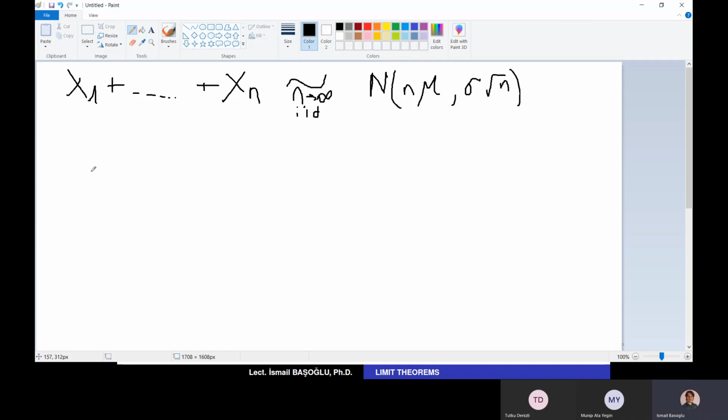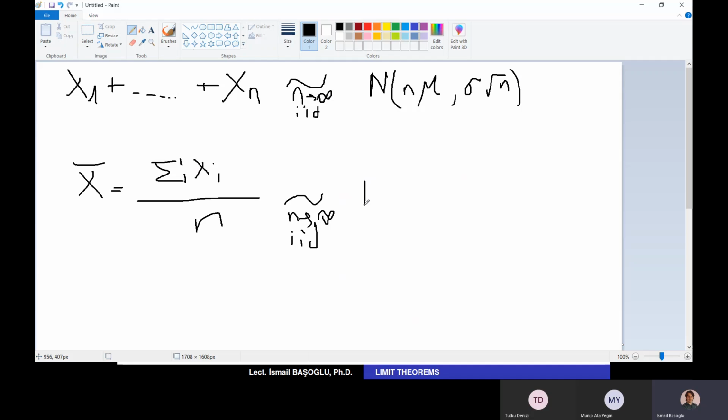And how about the average, which is the summation of xi values divided by n? Now, basically, we are multiplying the summation by 1 over n. As n goes to infinity again, and these random variables are assumed to be IID, in that case, this is also going to be a normally distributed random variable, and its expected value will be 1 over n times the expected value of n mu, which is going to be mu.